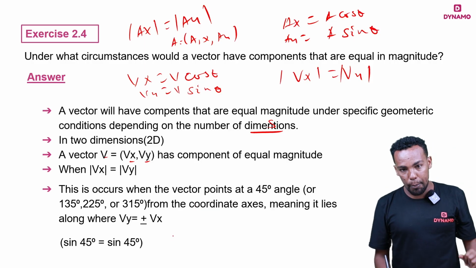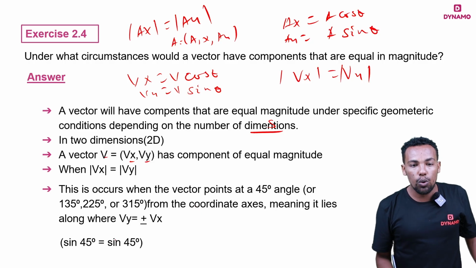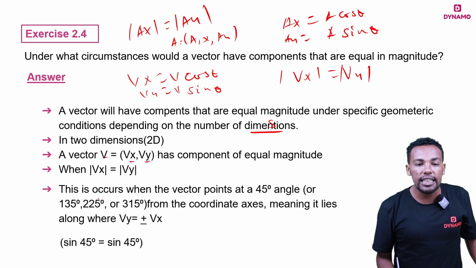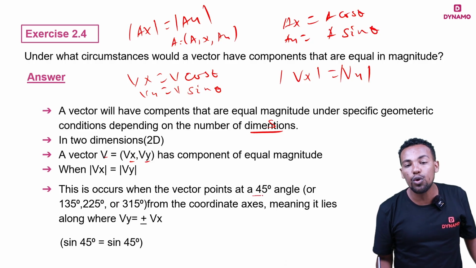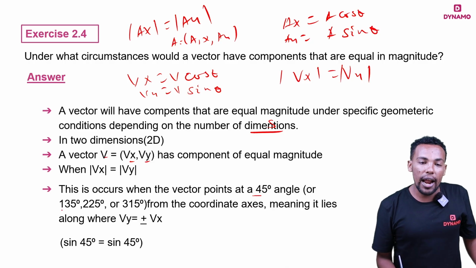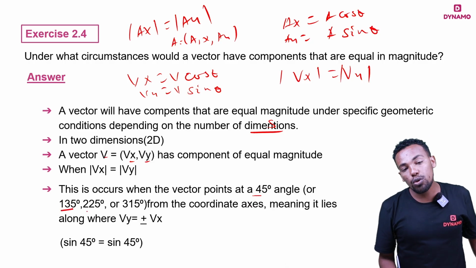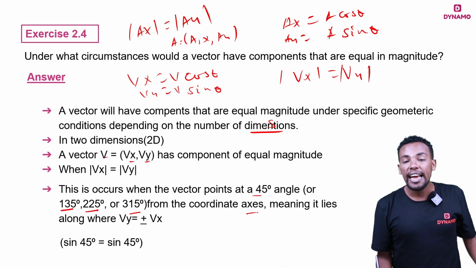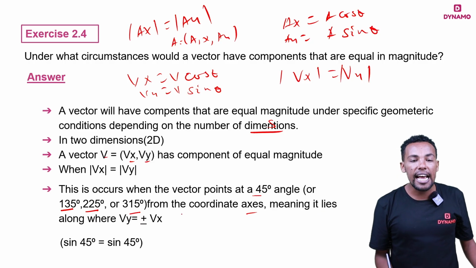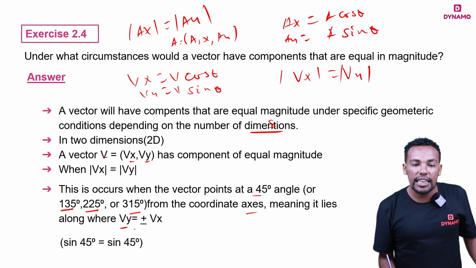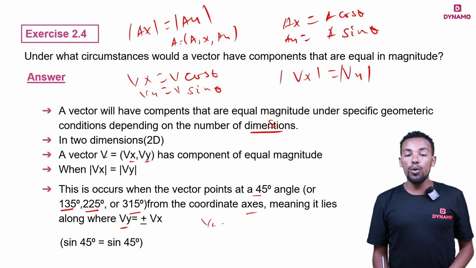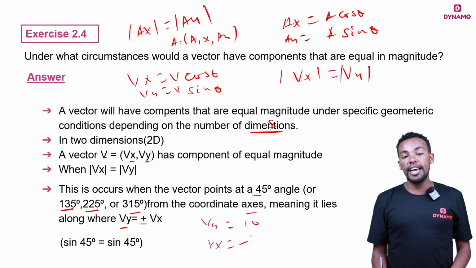Inni lammaffaa angle isaa meeqgoodha jechuudha. For example, if they are equal in magnitude, this means it occurs when the vector points at a 45 degree angle, or 135, or 225, or 315 from the coordinate axis, meaning it lies along where Vy is positive or negative of Vx. Positive to negative jechuun ta'uudhaan akka jechuudha. Vy is equal to, fakkeenyaaf, Vy in kudhan ta'e Vx negative 10 yoo ta'e jechuudha.